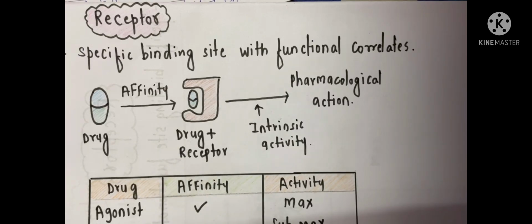If any drug wants to give its action through the receptor, then it must have affinity, meaning it should bind to the receptor. While the intrinsic activity may differ. Some have intrinsic activity, some do not, but all the drugs which act through the receptor should have affinity.